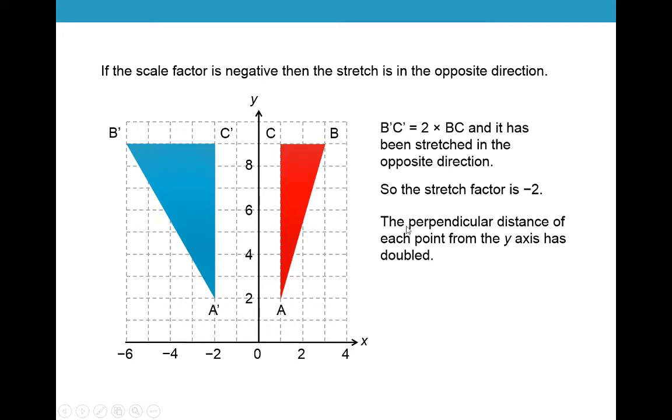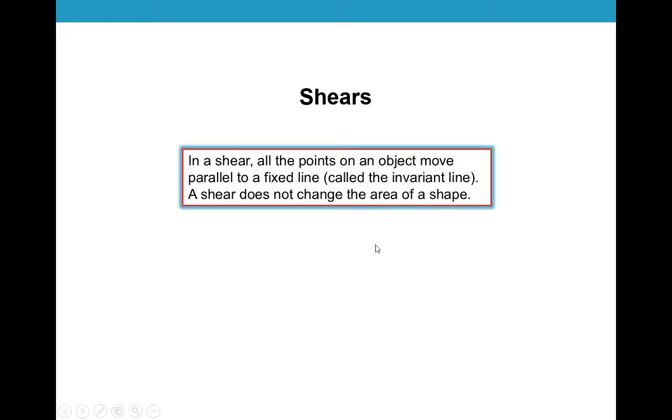The perpendicular distance of each point from the y-axis has been doubled. So the invariant line is the y-axis. Right, shears. In a shear, all the points on an object move parallel to a fixed line called the invariant line. A shear does not change the area of the shape.